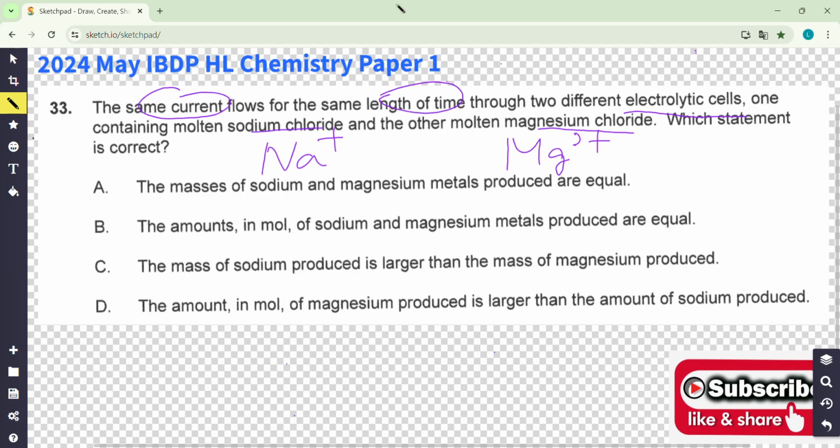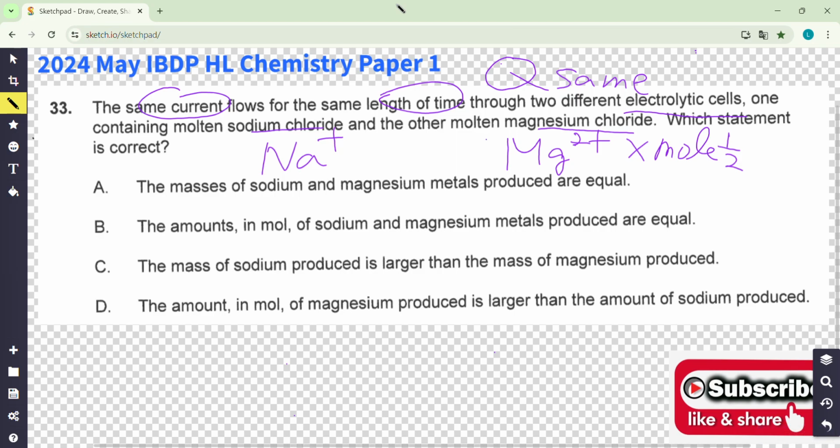So same current, same time, it means same charge, right? Same electron flow inside to sodium and magnesium to make them metal. But look at here, same charge, okay? But magnesium needs two electrons, right? Sodium just needs one electron. So about the mole, for this one, the amount in mole is just half, so less magnesium is produced.